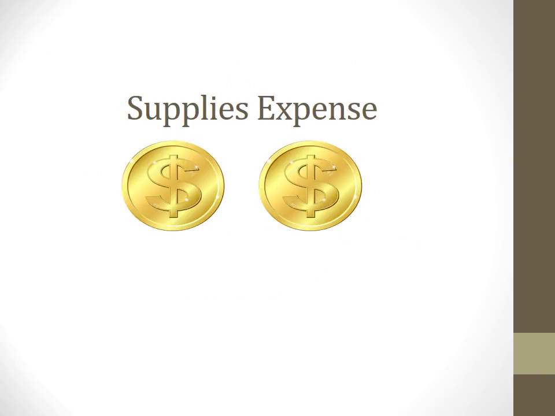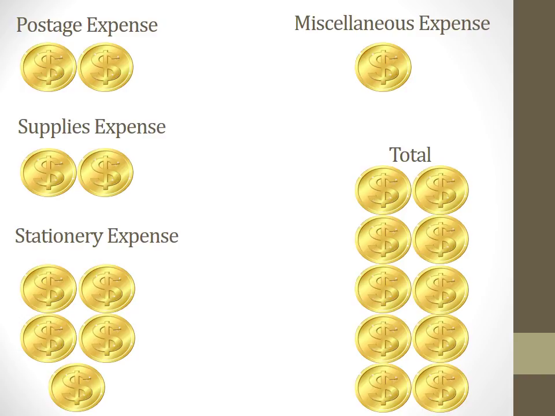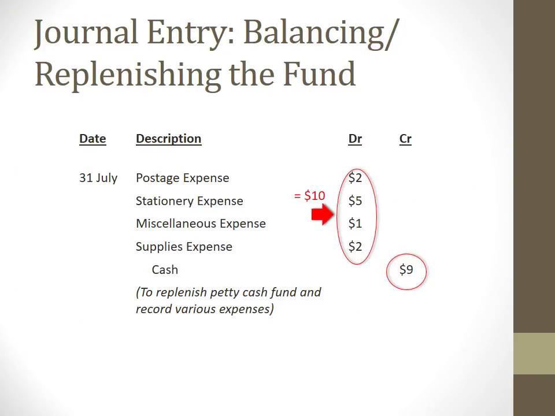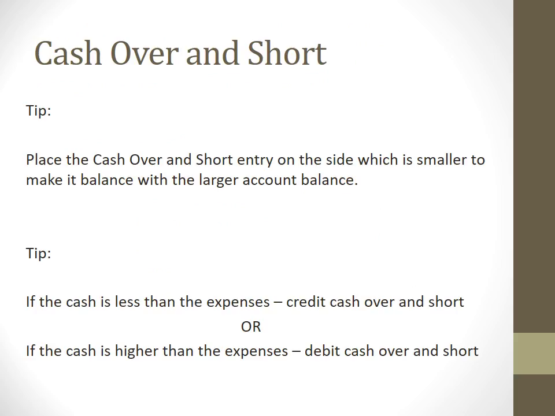However, let's just say we spent $2 on supplies. The extra $2 brings the expense up to $10. With the journal entries here, you can see that the amount of expenses does not equal the amount of cash needed to bring the petty cash back to $12. Our expenses were $10 and the amount from petty cash is only $9. This is where the cash over and short entry comes in. This is to ensure that the petty cash balance is always brought back to the original balance.